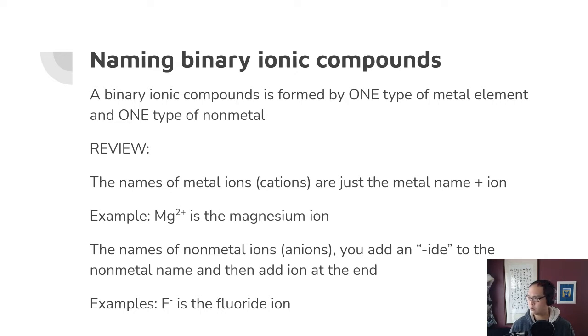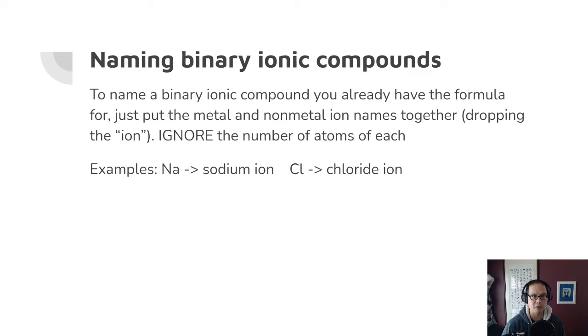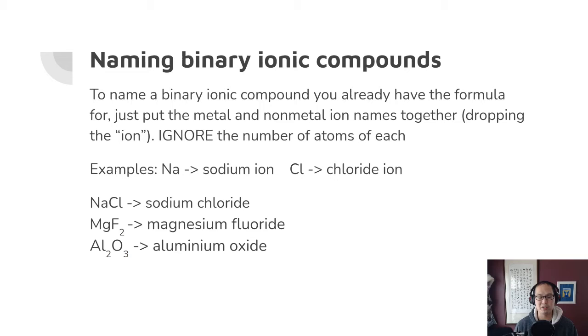Should be mostly review. So to name a binary ionic compound that you've already been given the formula for, it's really straightforward. You just put the metal and the nonmetal ion names together and drop the word ion. You don't need to worry about the number of atoms of each element. For example, NaCl, which you all know already: Na is the sodium ion, Cl is the chloride ion. When we put it together, NaCl is sodium chloride.